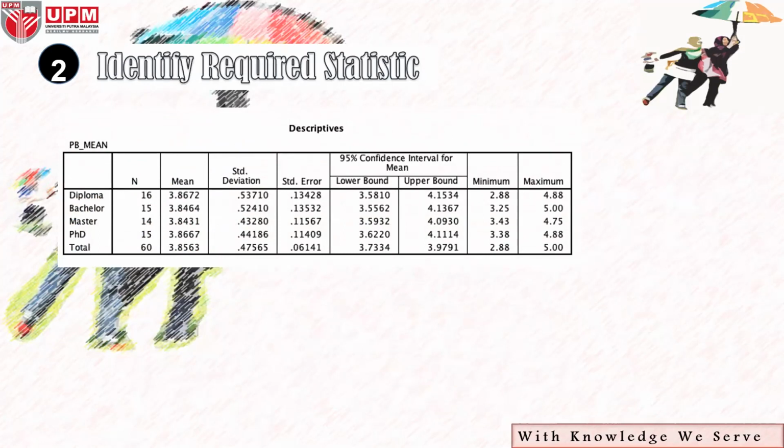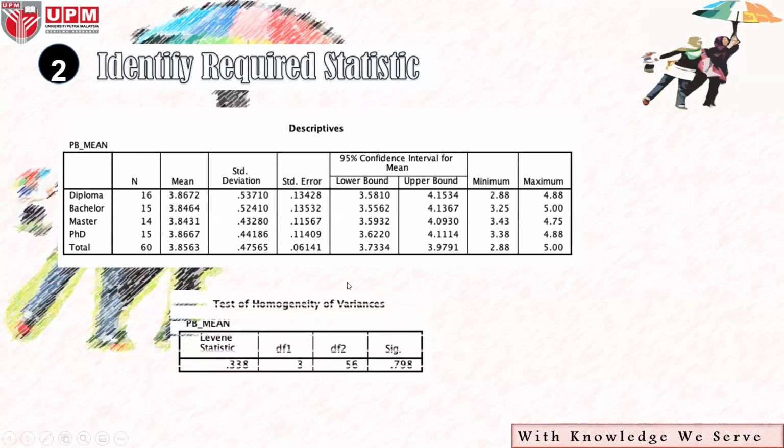You have similar finding? Supposedly the same. Okay, so N for the descriptive table will indicate the descriptive finding for each category. So 16 for diploma, 15 for bachelor, 14 for master, 15 for PhD. And then the mean values, standard deviation, standard error, 95% confidence interval, minimum and maximum.